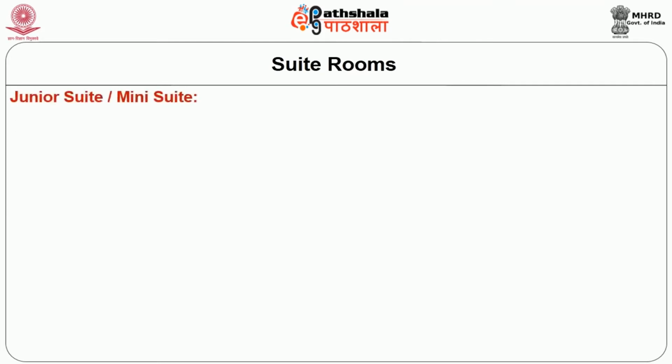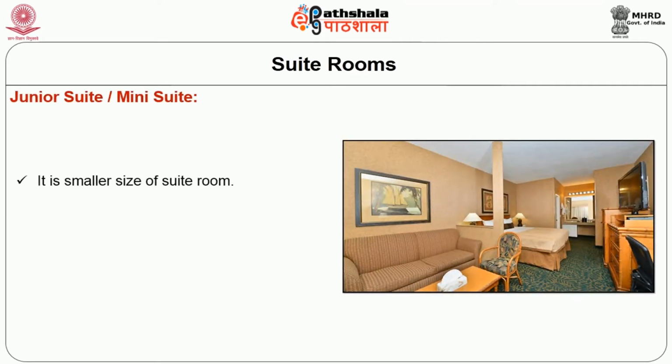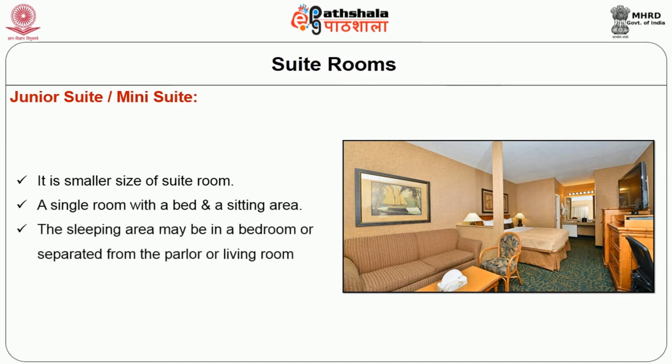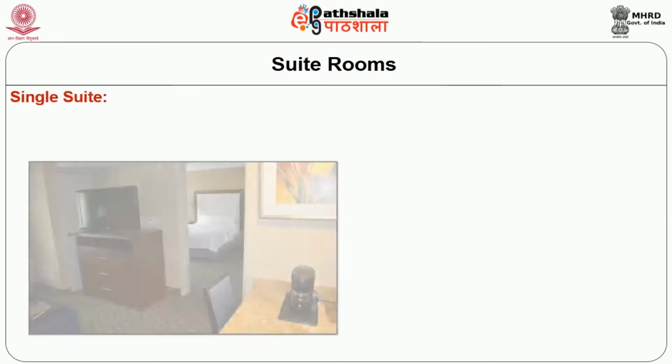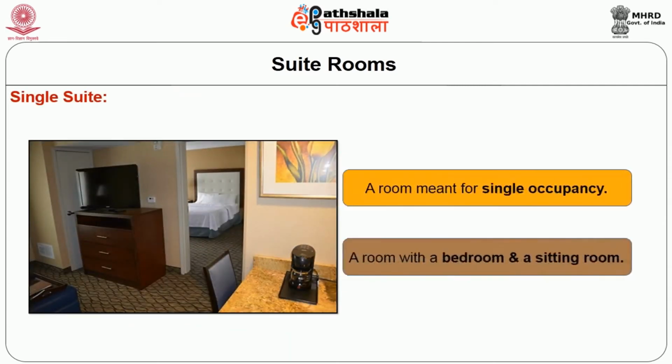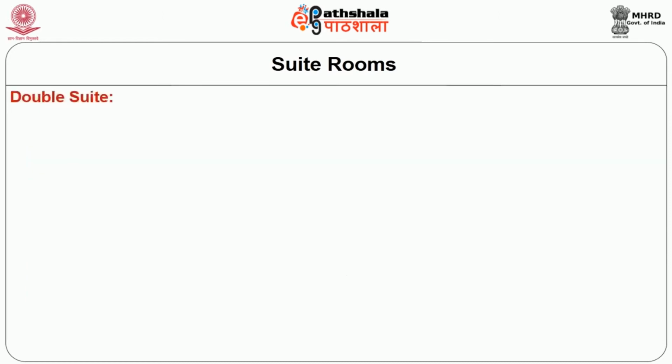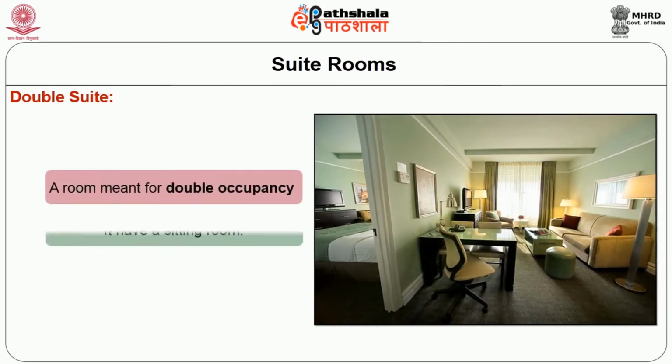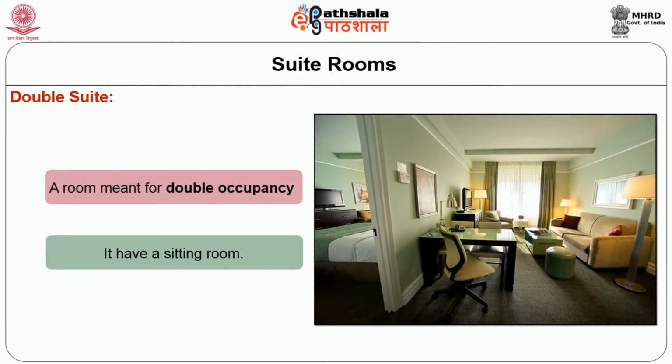The junior suite or the mini suite explains the smaller size of the suite rooms, a single room with a bed and a sitting area. The sleeping area may be in a bedroom or separated from the parlor or the living room. The single suite room is meant for single occupancy. The room has a bedroom and also a sitting room. The double suite rooms are those which are meant for double occupancy. It also has another living room.